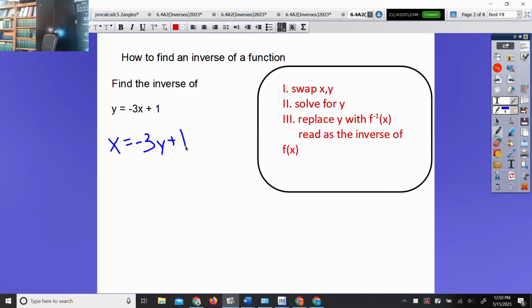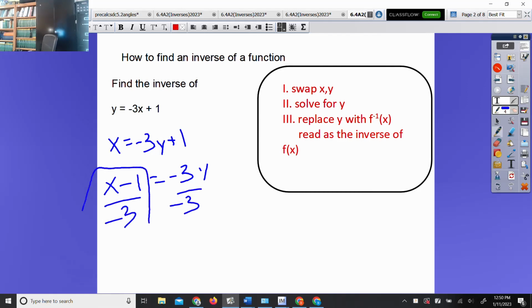Next step. How? Subtract 1. Not that hard. Subtract 1. Last step in the isolation game: divide by -3. And if you want, you can stop right here. That's a perfectly fine stopping point. If you want it to look like y equals mx plus b, by all means go for it. That'd be -x/3 plus 1/3, I believe. You don't have to go that far unless you want to.